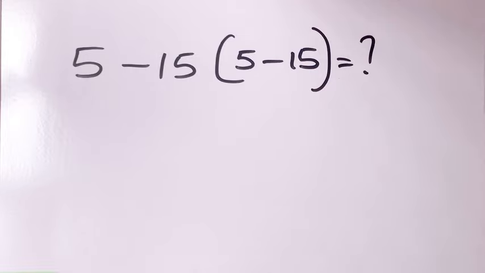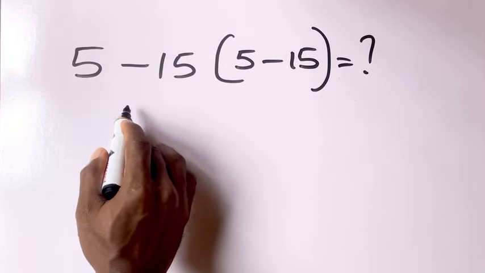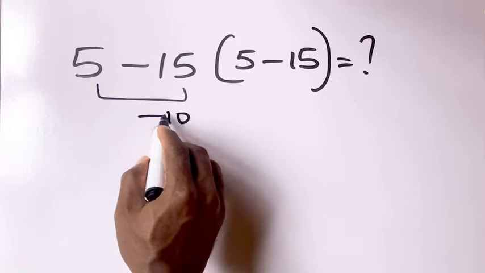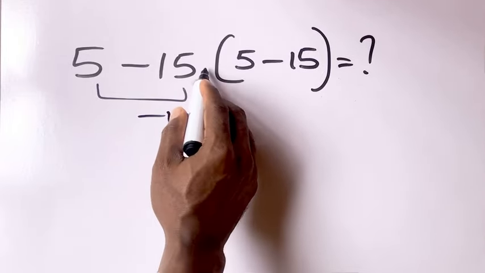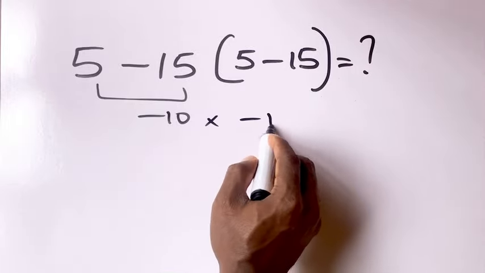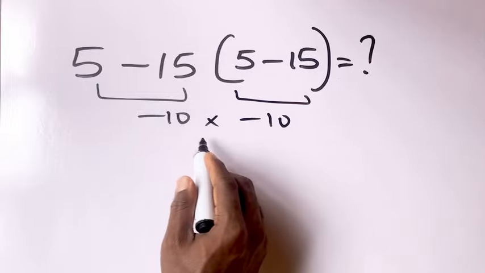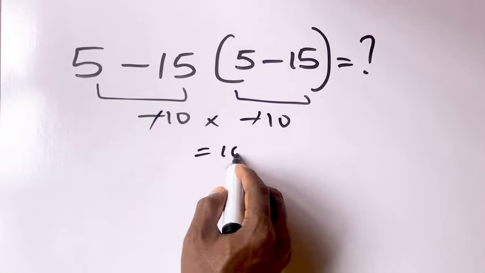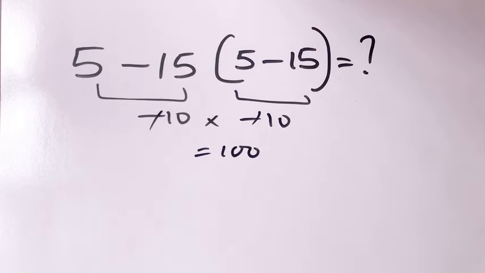Let's solve this math. 5 minus 15 is equal to what? Minus 10. There's times here. Times 5 minus 15, what? Minus 10. This will cancel this. 10 times 10 will give us 100. But this answer is not correct.